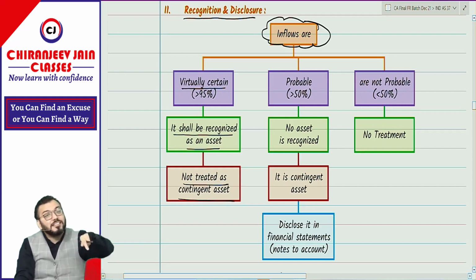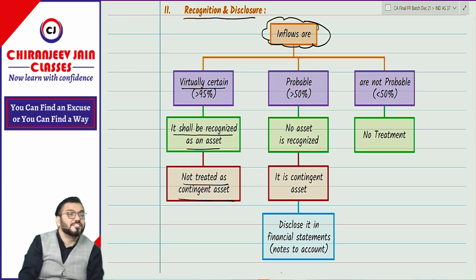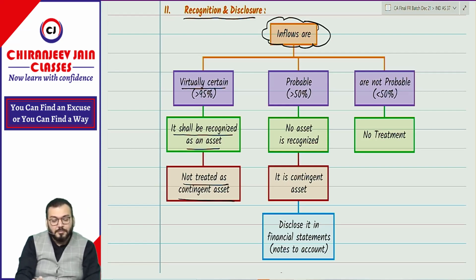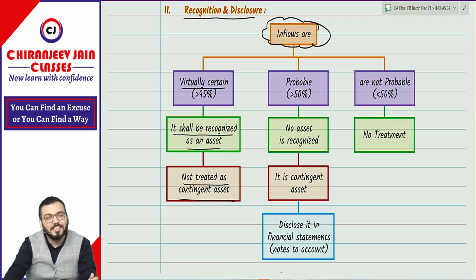It will be recognized as an asset, which means pass a journal entry. Pass a journal entry if it is virtually certain. Correct? Any doubt? No doubt. Can I proceed? If you say yes, then only I will proceed. So what they are saying, if it is virtually certain, then it is not a contingent asset, it is an asset. And if it is an asset, recognize it.